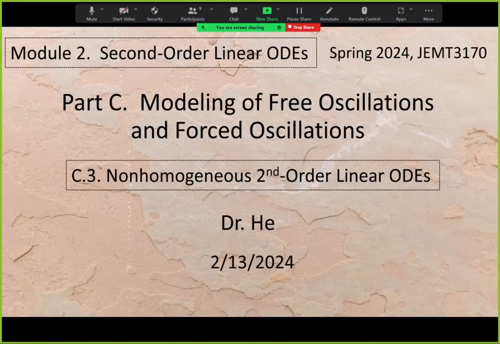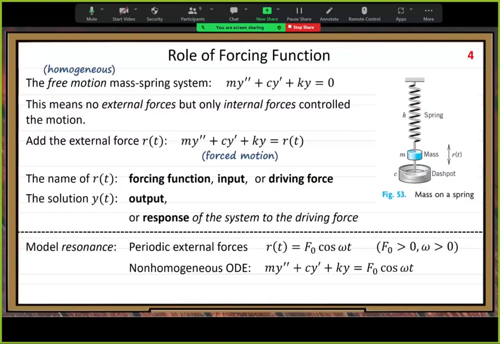Next, C.3 topic. Non-homogeneous second-order linear ODEs. We want to look at the solution. That's the system we want to solve, so we will look at the solution.